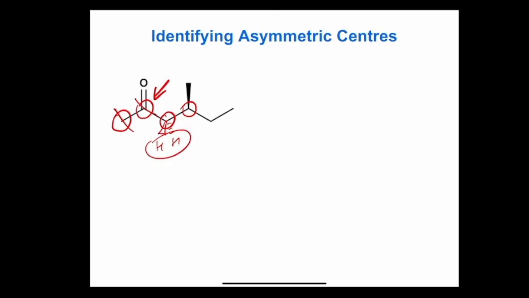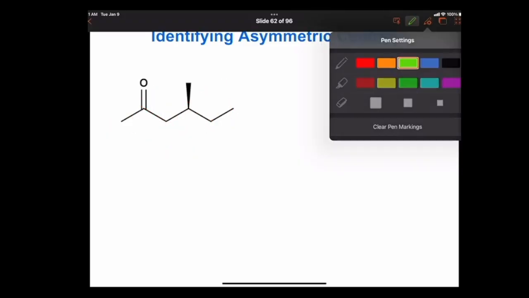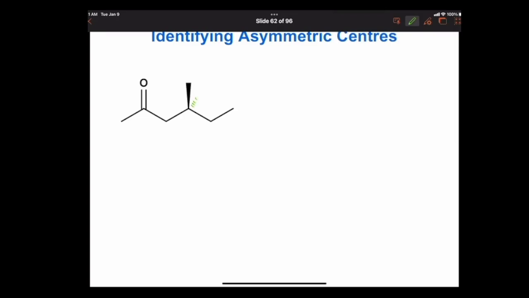sp2 centers, don't even bother. Oxygen, doesn't matter. You're looking for carbons that are sp3 hybridized with 4 different priority groups, which means these are not even in contention too. This is the only one that might be possible. So the question we have to ask now is, are the groups attaching to them, can I assign different priorities to those centers? All right, I'm going to fill this part in. Hydrogen. So we have hydrogen. That has 1 priority. No problem. It's going to be the lowest priority group.